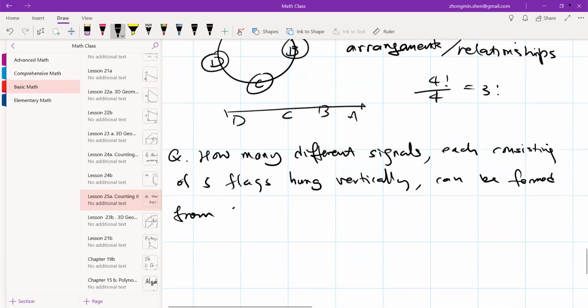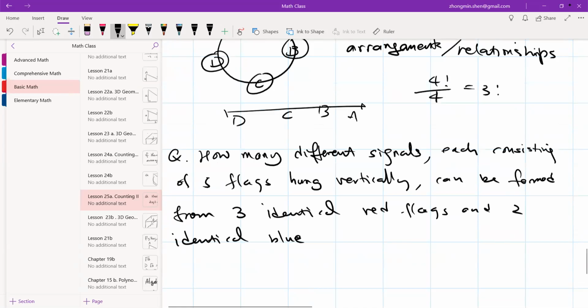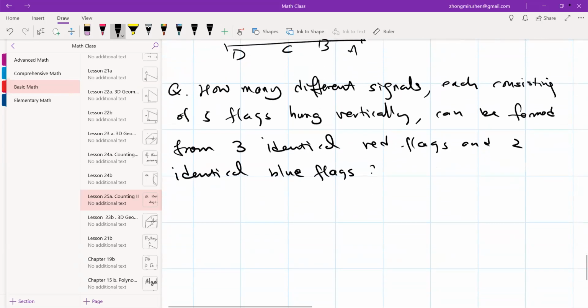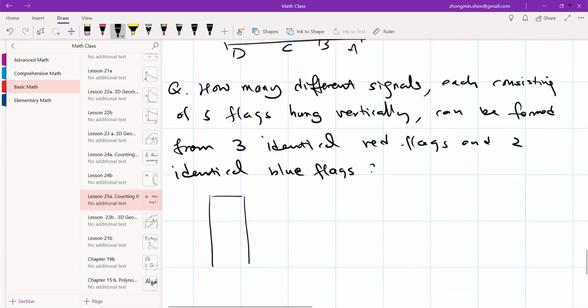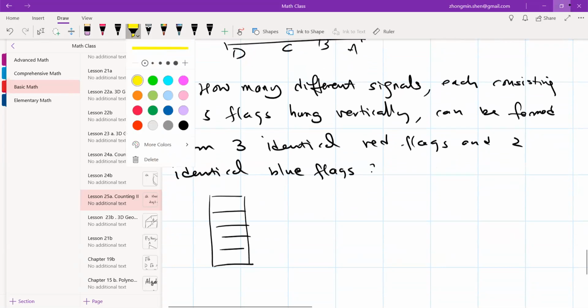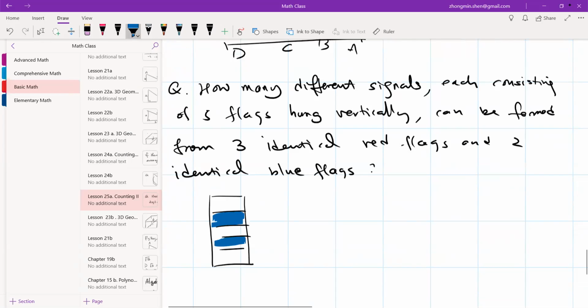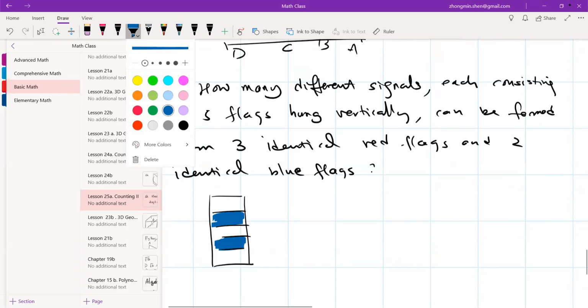from three identical red flags and two identical blue flags. Right? So we're going to hang the flags, 1, 2, 3, 4, 5. Right, they are different colors. And the red flags.